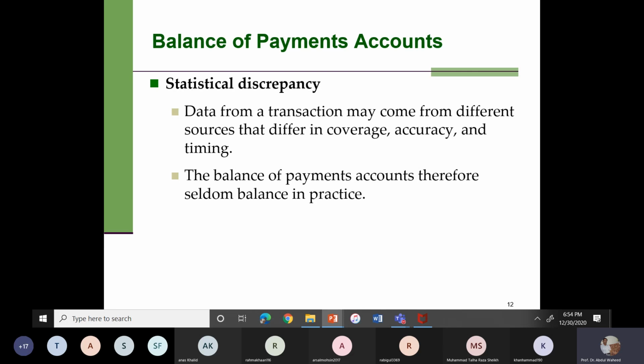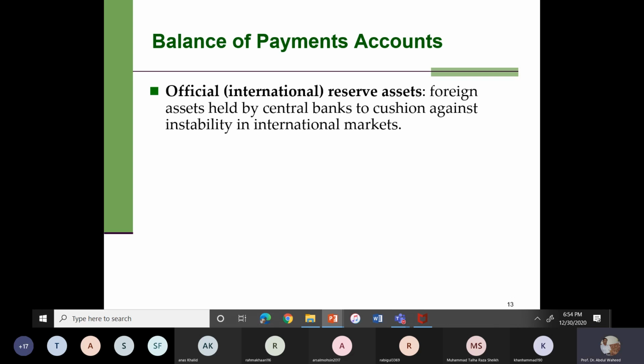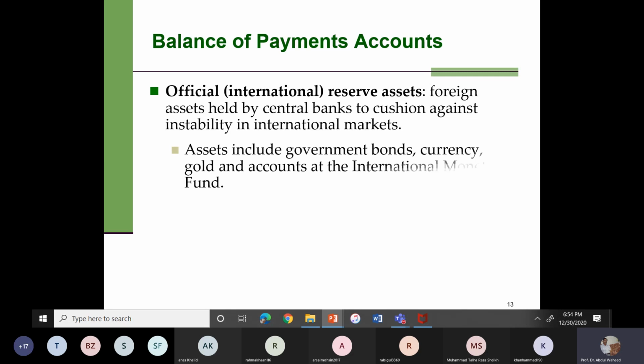Normally, balance of payment accounts seldom balance in practice. So we don't get a balance in the balance of payment account. After introducing the statistical discrepancy, then it is balanced. So we have official reserve assets. These are the foreign assets held by the central bank to cushion against instability in international markets.